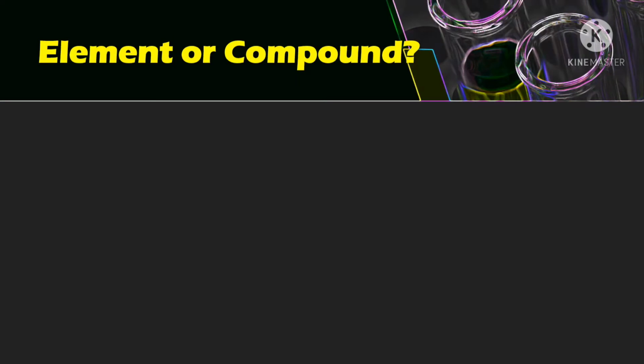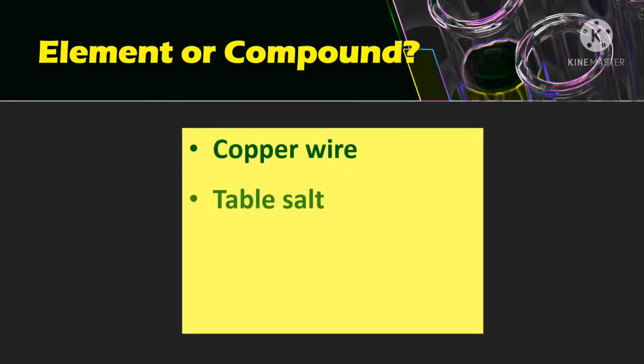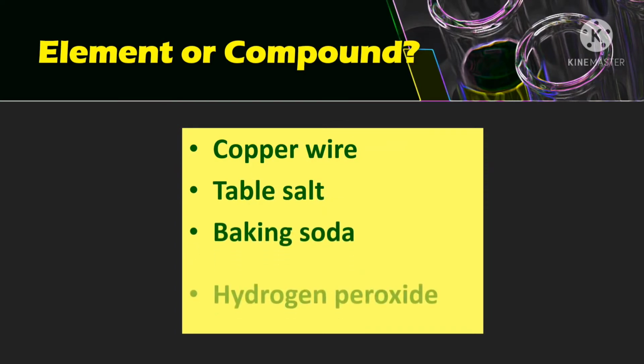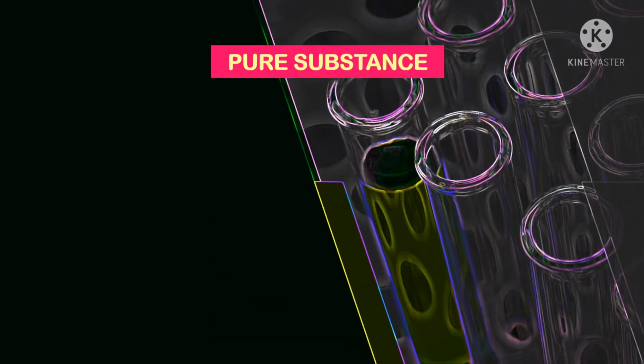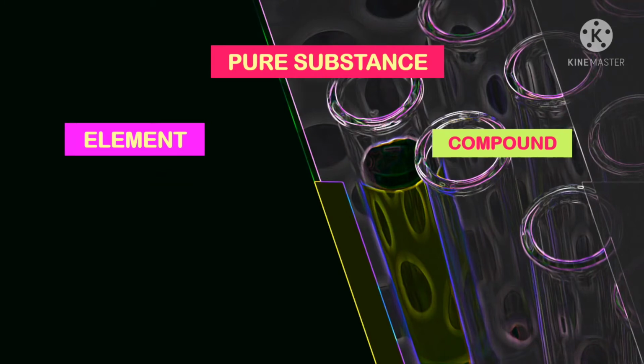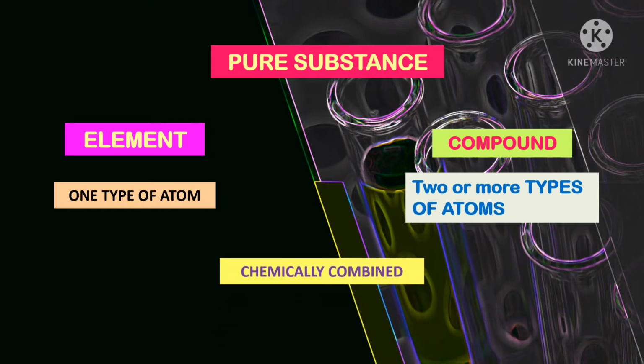This time, we are going to classify each of the following as an element or compound. But before we answer this, let us first differentiate element from a compound. All pure substances are either element or compound. Element contains one type of atom, while compound contains two or more types of atoms chemically combined.